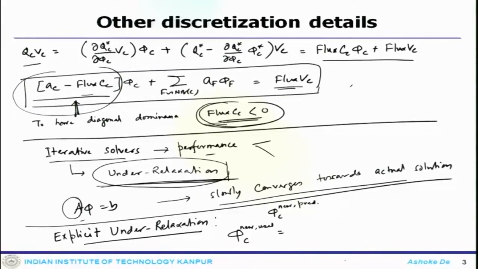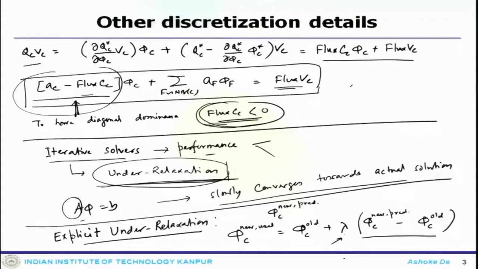The value used will be phi c old, which is sitting there, plus some lambda factor multiplied with phi c nu predicted, which you obtain from the solution, minus phi c old. So the difference between the newly obtained solution and the old value, and a certain percentage of that, this lambda, is called the relaxation factor. It applies to both explicit and implicit relaxation.